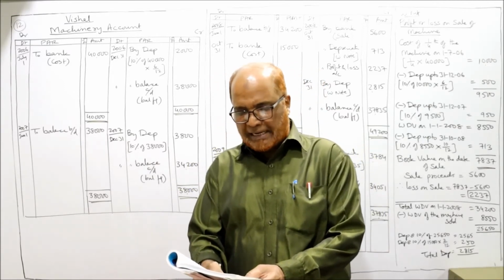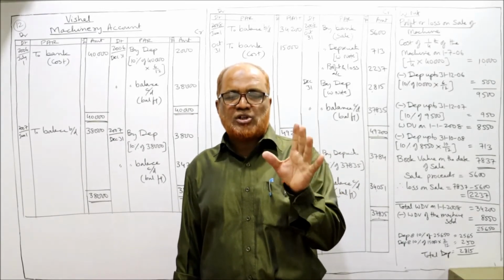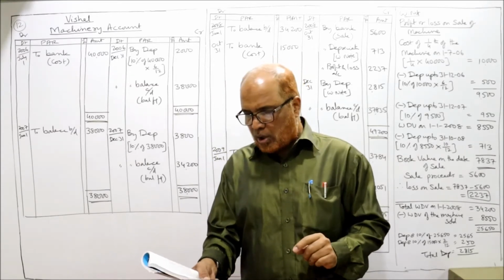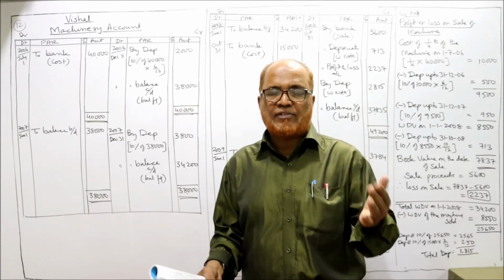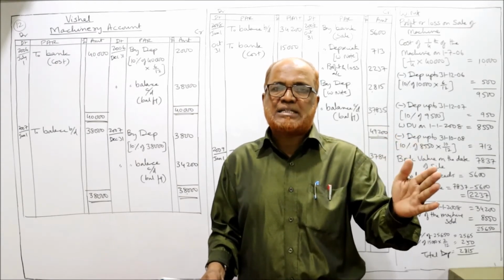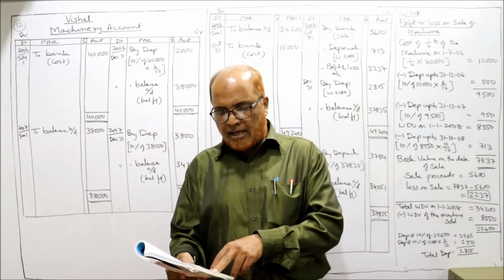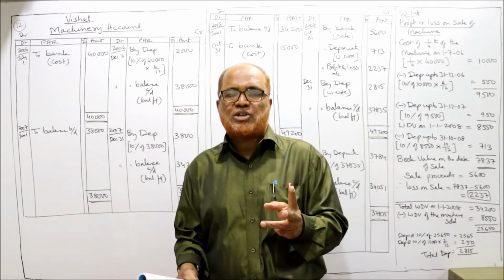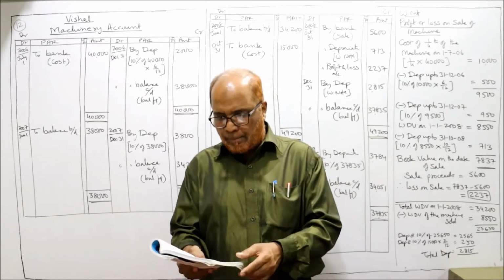as it became obsolete. So actually there is only one machine. That first machine was purchased on 1st July 2006 and this machine was sold on 31st October 2008. That means after 2 years. In 2006 it was purchased and in 2008 it is sold for rupees 5,600. On the same date, the company purchased another machinery for rupees 15,000.